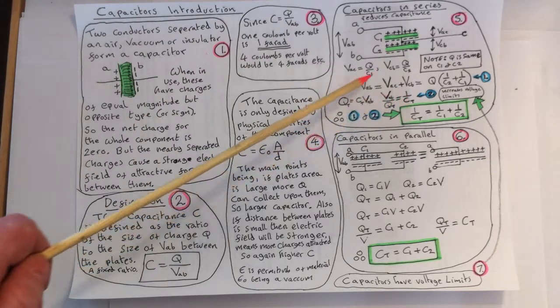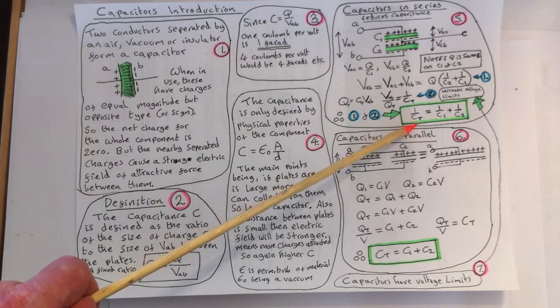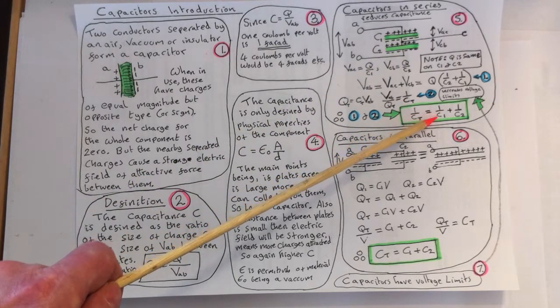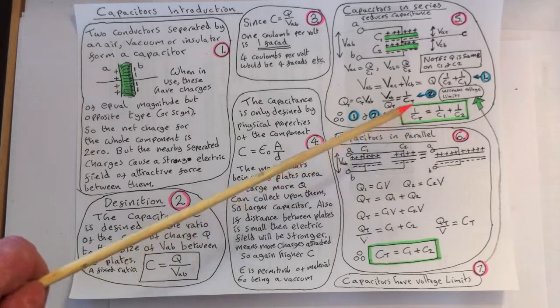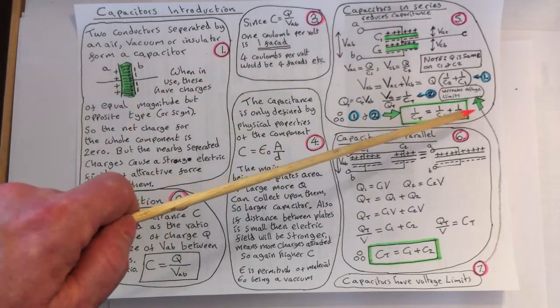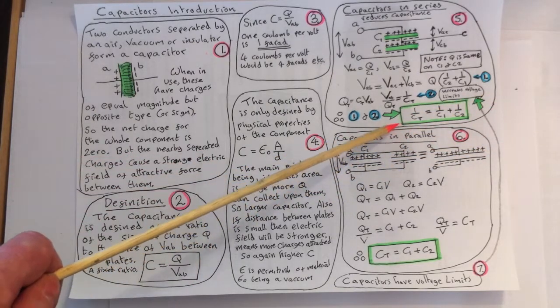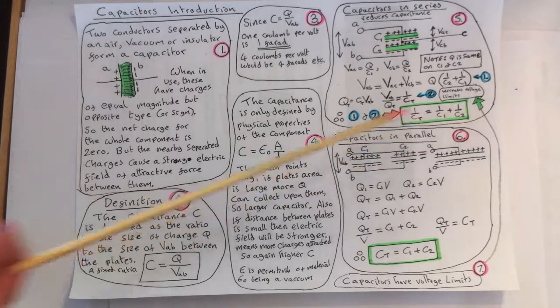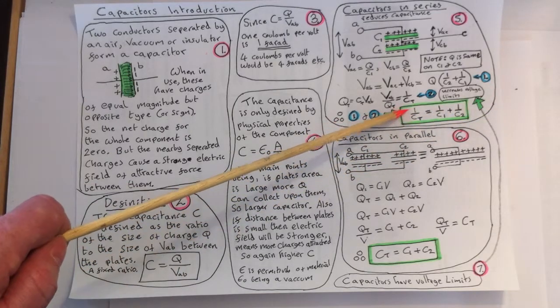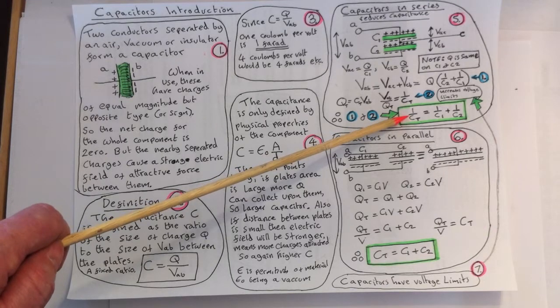So we've just manipulated these equations to get 1 over the total capacitance is 1 over C1 and 1 over C2. Now, if you had 4 capacitors, it would simply be 1 over C3, 1 over C4, etc. So this formula holds for any number of capacitors. If you want to think about series capacitors, always use this formula.